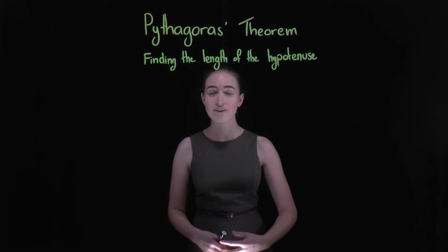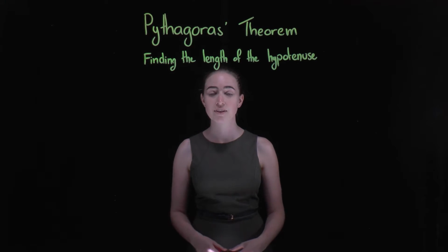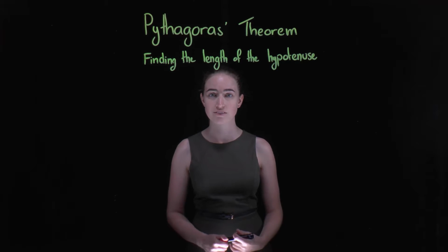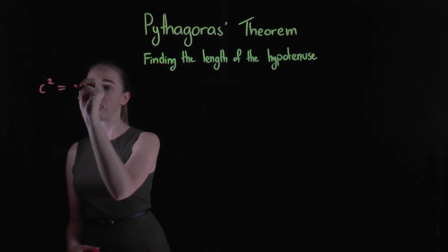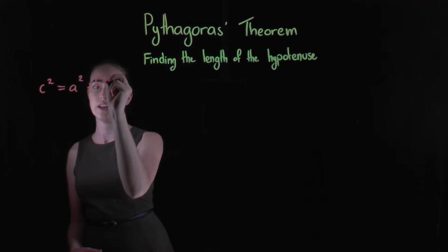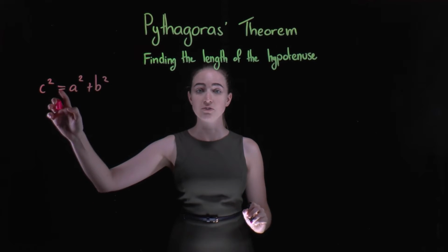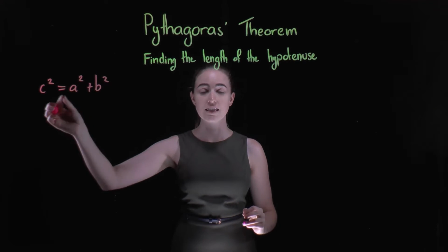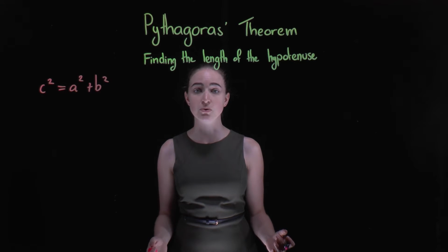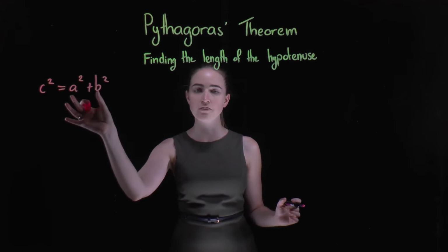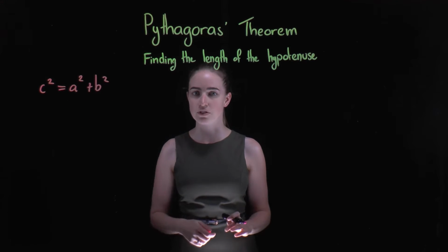In this video, I want to have a look at how we can use Pythagoras' theorem to find the length of the hypotenuse. So we know that Pythagoras' theorem is c squared equals a squared plus b squared. Now c squared is always our hypotenuse squared, so c stands for the length of the hypotenuse, and a and b are the lengths of our two shorter sides. Now it doesn't matter which way round we put those, but they do have to be the shorter sides.